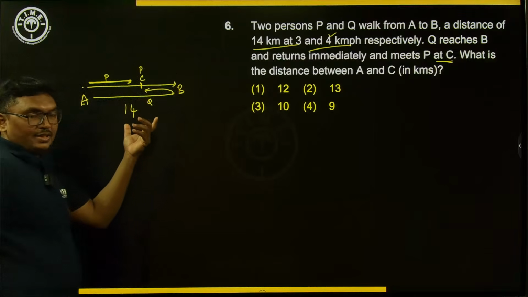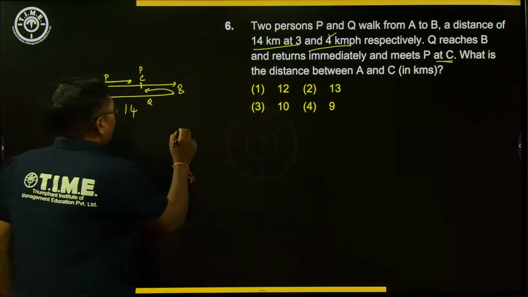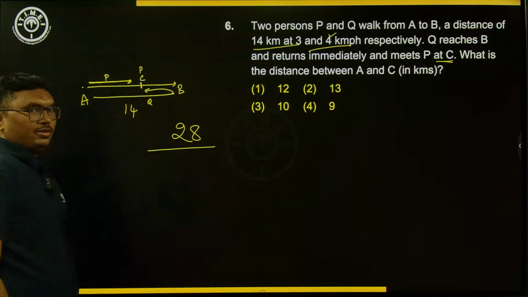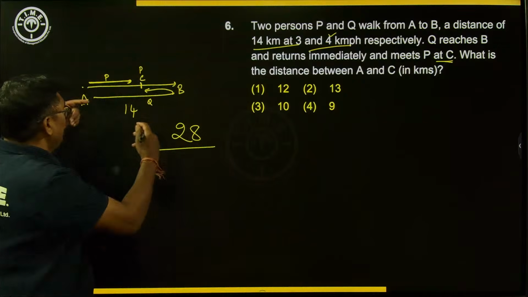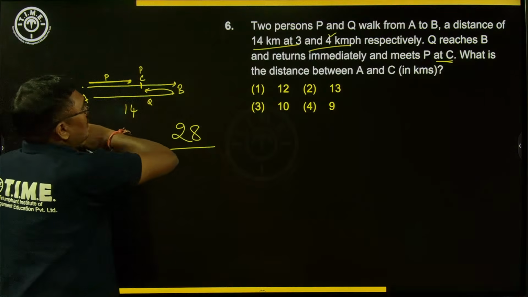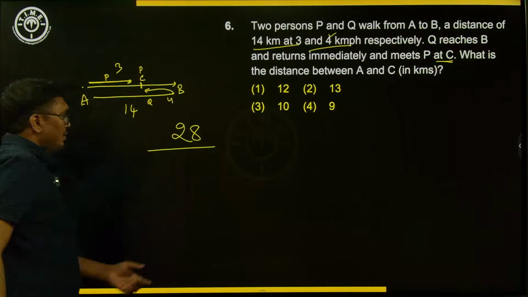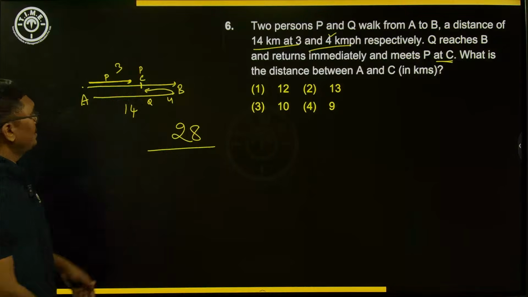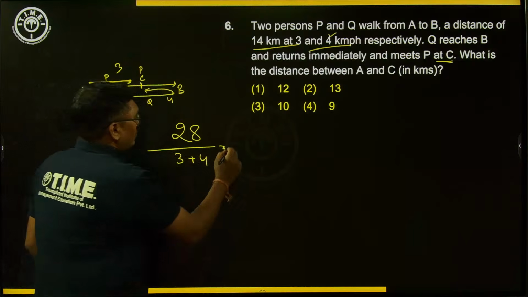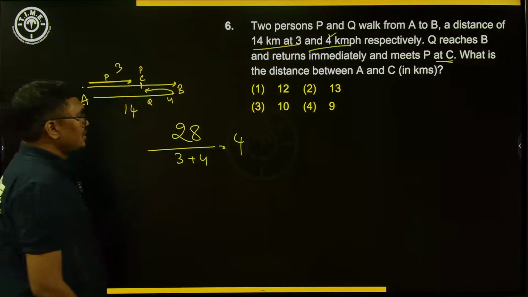That means together they travel 28 kilometers. Since they travel toward each other, you have to take relative speed in opposite directions. The speed of P is 3 kmph, the speed of Q is 4 kmph. So the total distance by relative speed is 28 by (3 plus 4), that is 28 by 7, 4 hours.